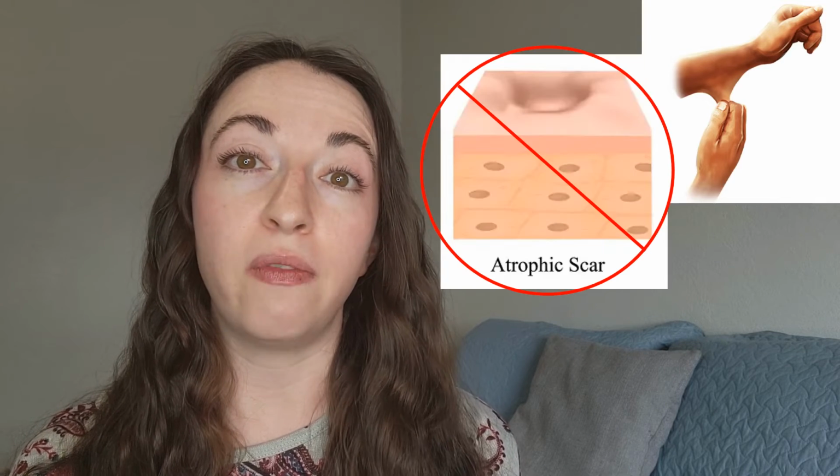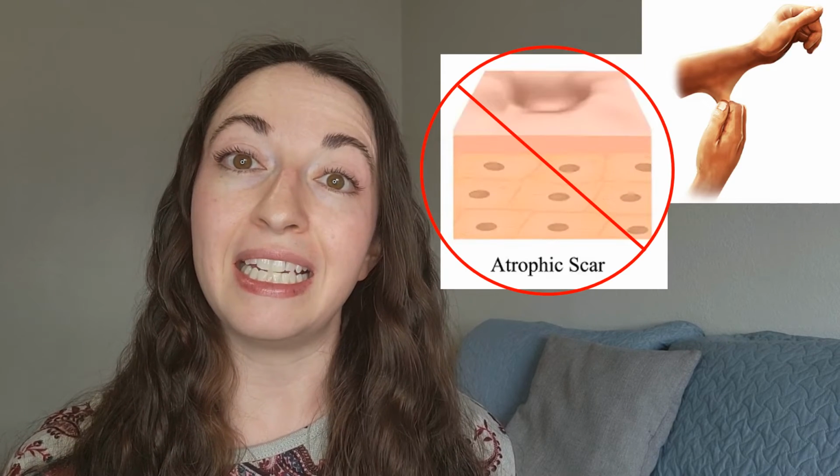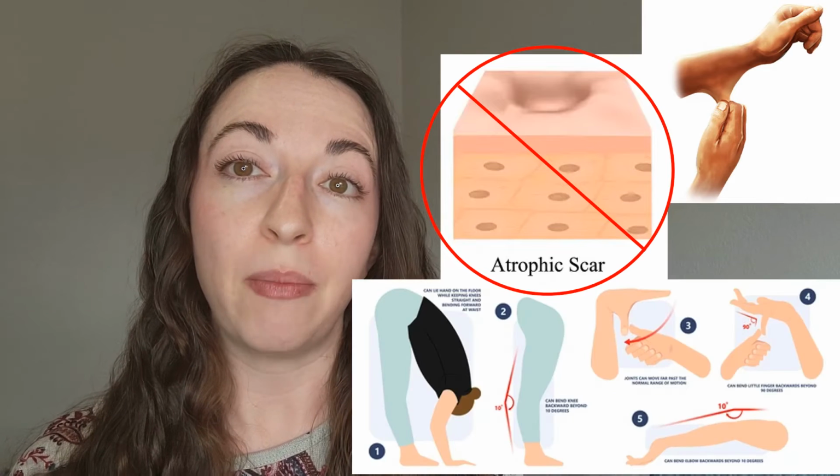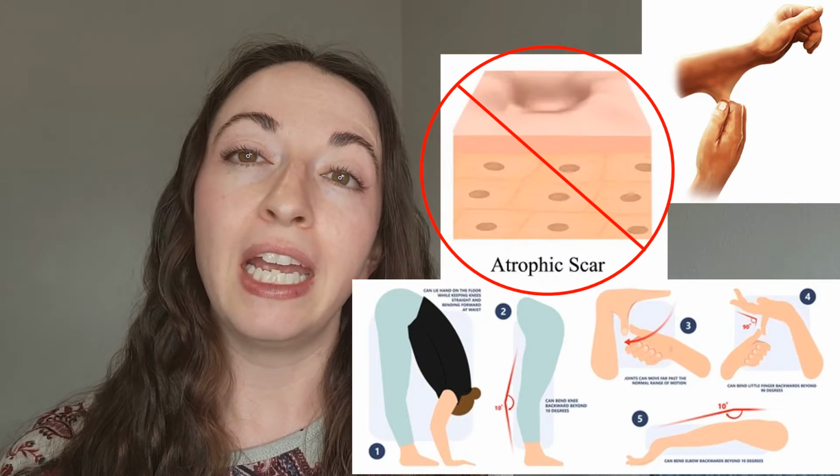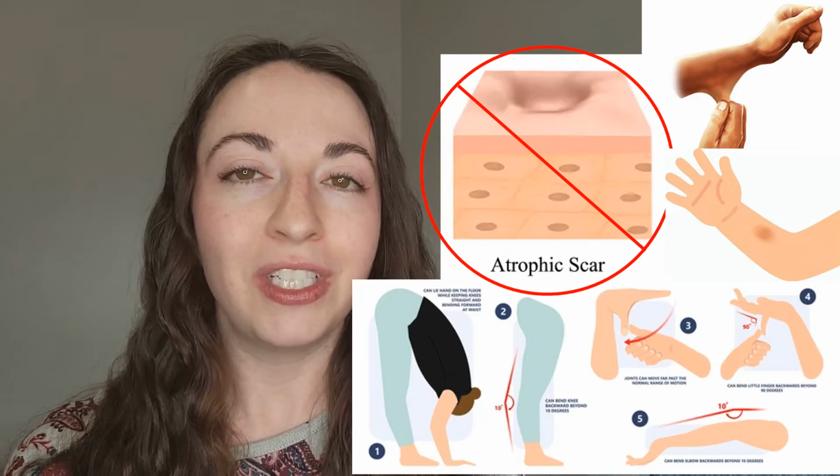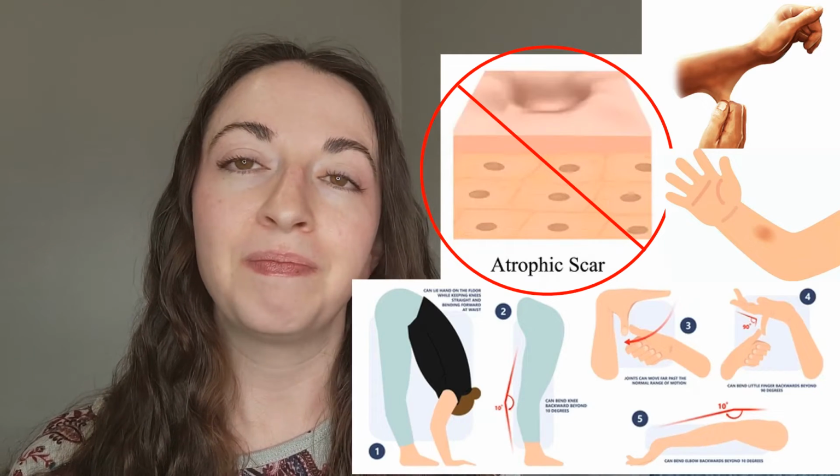What sets classical-like EDS apart from the hypermobile and other subtypes of EDS, besides the specific TNXB gene mutation, are the signs and symptoms of the disorder. People with classical-like EDS will almost always have severe skin hyperextensibility with a velvety texture and the absence of atrophic scarring, which are scars that indent into the skin, generalized joint hypermobility, and easy bruising and/or spontaneous ecchymosis, which is essentially spontaneous bruising.